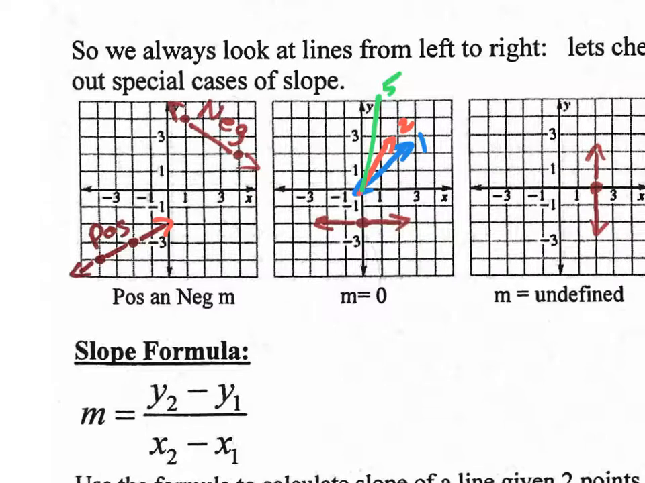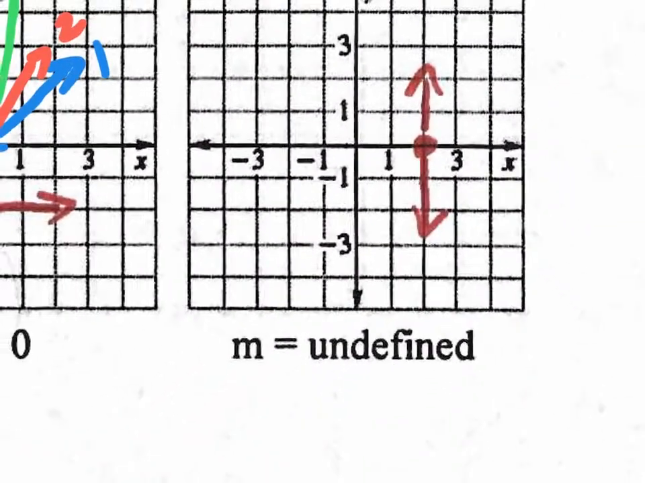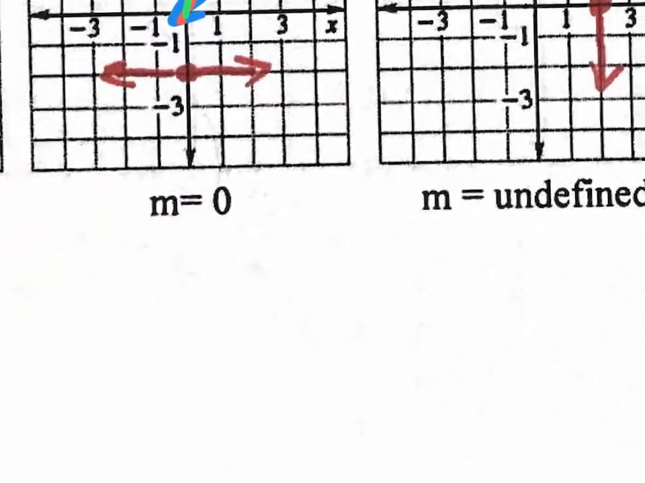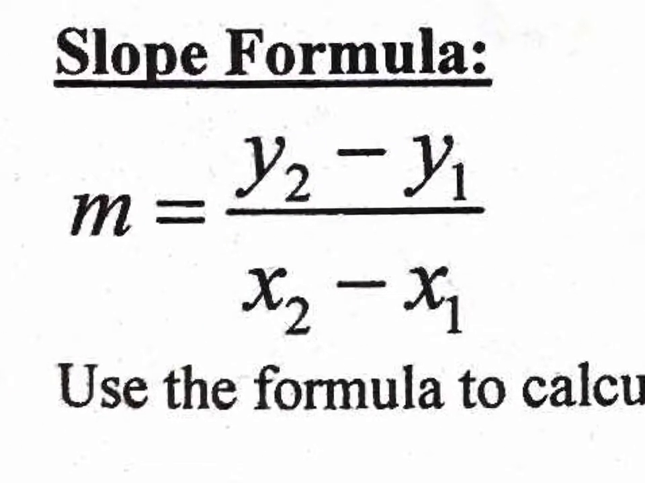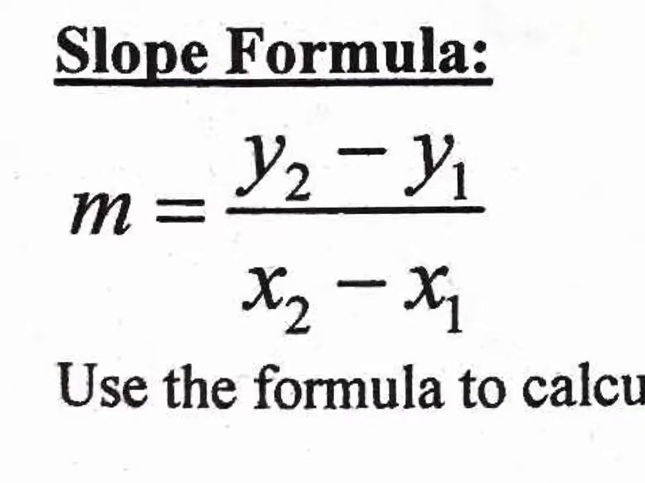And that's undefined, when it's perfectly straight up and down. So don't forget about that. Undefined means that it's a vertical line, completely. Okay, if you don't know this formula, you need to memorize it. So memorize it, right? y2 minus y1 over x2 minus x1.